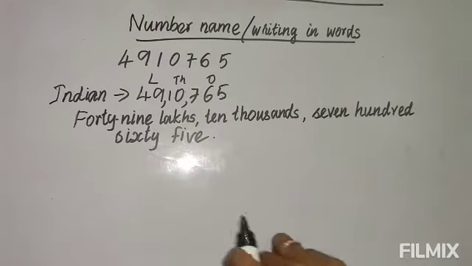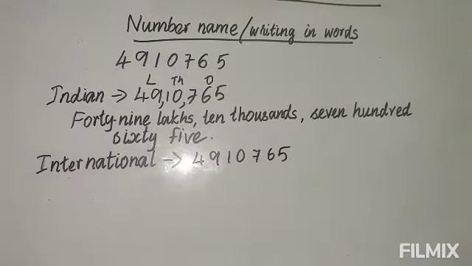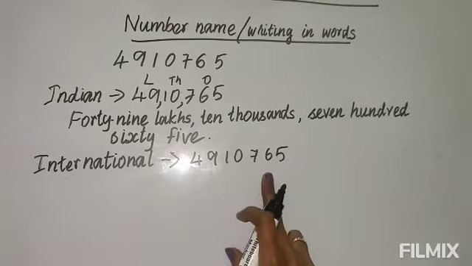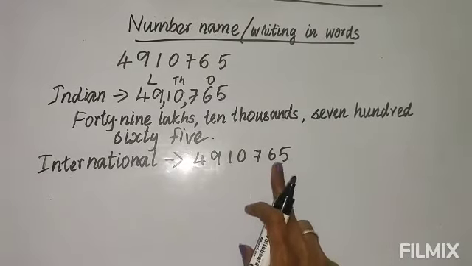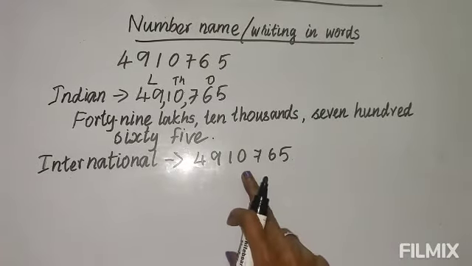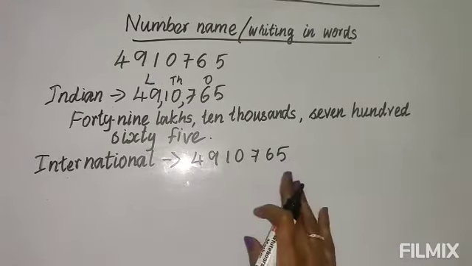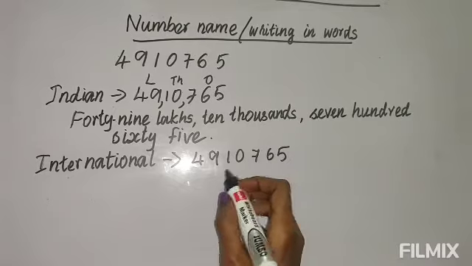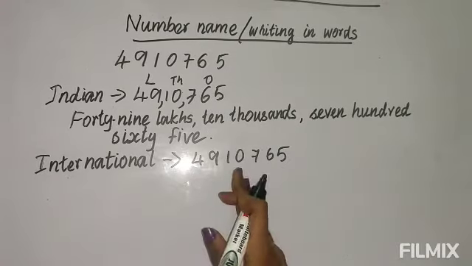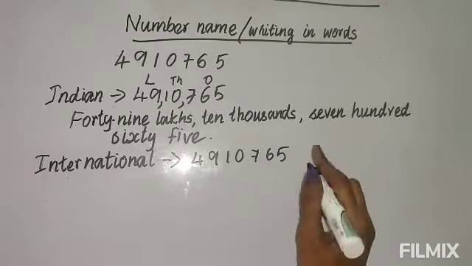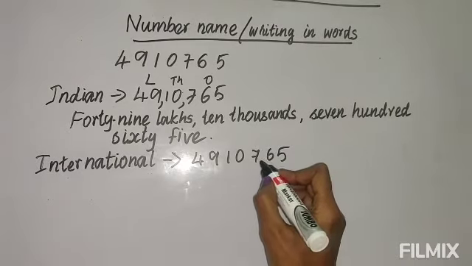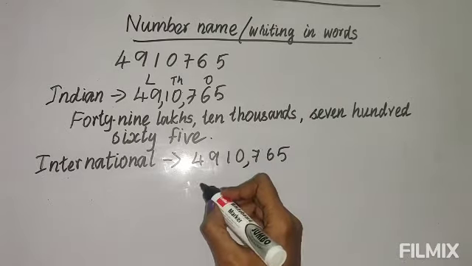Let's see now the international place value chart. I have written the numbers. First, placing the comma is important. First, put a comma between the periods. In the international system there are only 3 places in a period, so from the right side we have to count 3 places, not from the left side. From the right side, if you count 1, 2, 3, after 3 digits we put a comma.